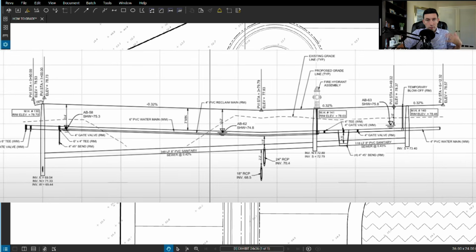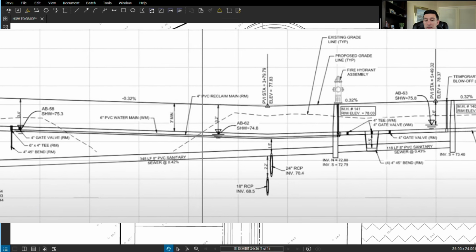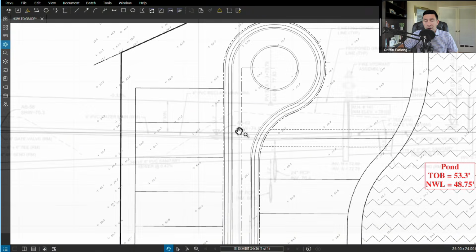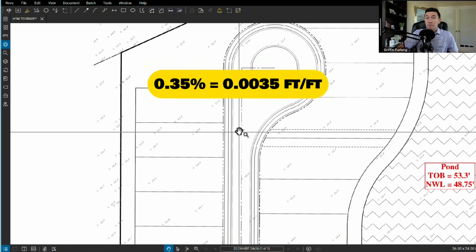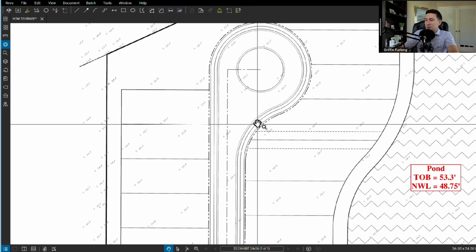I know that after verifying in the LDC, or the Land Development Code, that I can use a minimum 0.35%. Again, that's 0.35%, or 0.0035 foot per foot. Always remember your two zeros there. So now what else do we need?